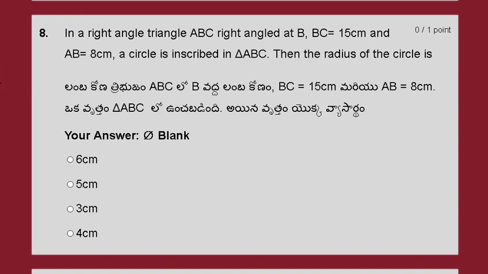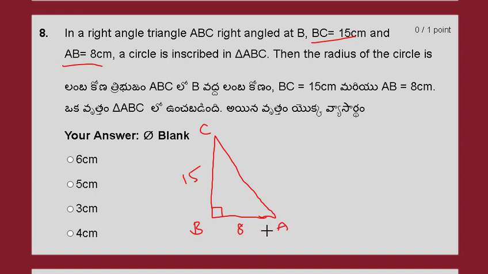Next problem. In a right angle triangle ABC, right angle at B, BC equal to 15 centimeter and AB equal to 8 centimeter. A circle is inscribed in triangle ABC. Then the radius of the circle is. To solve this problem, let us draw right triangle ABC. The right angle is at B. Given that BC equals 15 centimeter and AB equals 8 centimeter, according to Pythagoras theorem, we can say that AC is 17 centimeter.